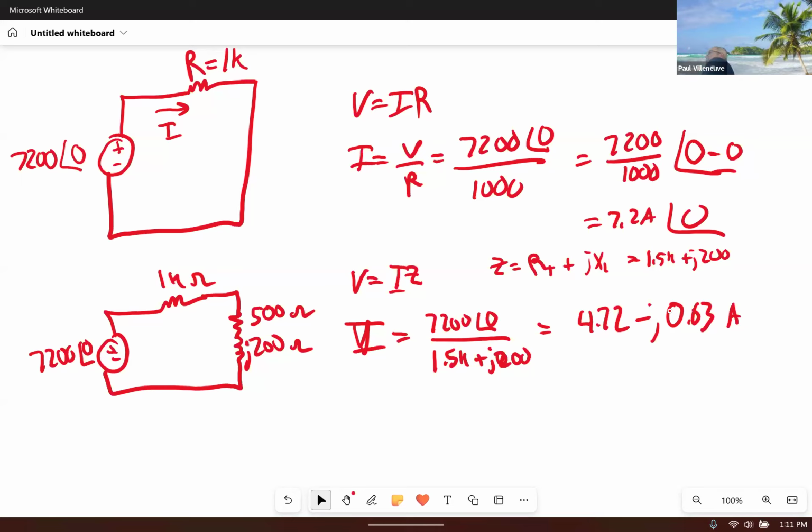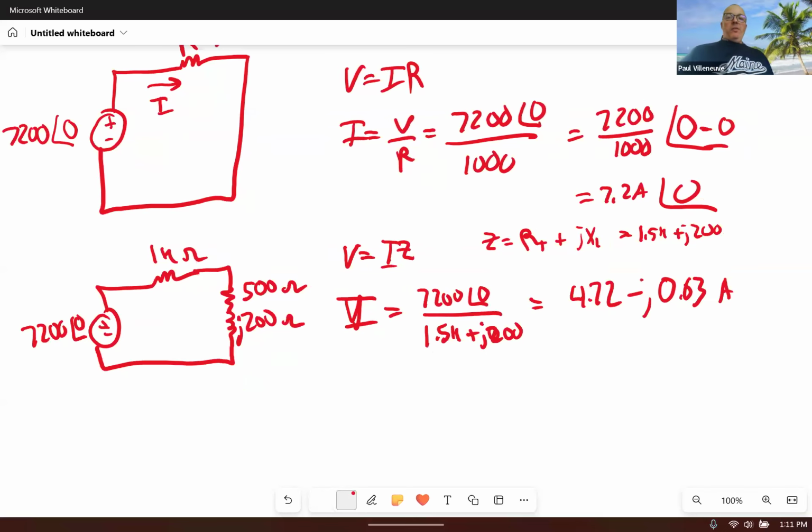In AC, we do magnitudes and angles. Anybody want to guess as to why? Why do I care about magnitudes and angles? When you buy a piece of cable or conductor or wire, what is it rated on? It has an ampacity, doesn't it? So if I buy a 777 kcmil cable that's good for 1,200 amps, would this cable work? Well, it's pretty low current, 4.72 minus J 0.63, but I don't know the magnitude of that. So I want to get the magnitude of the current.